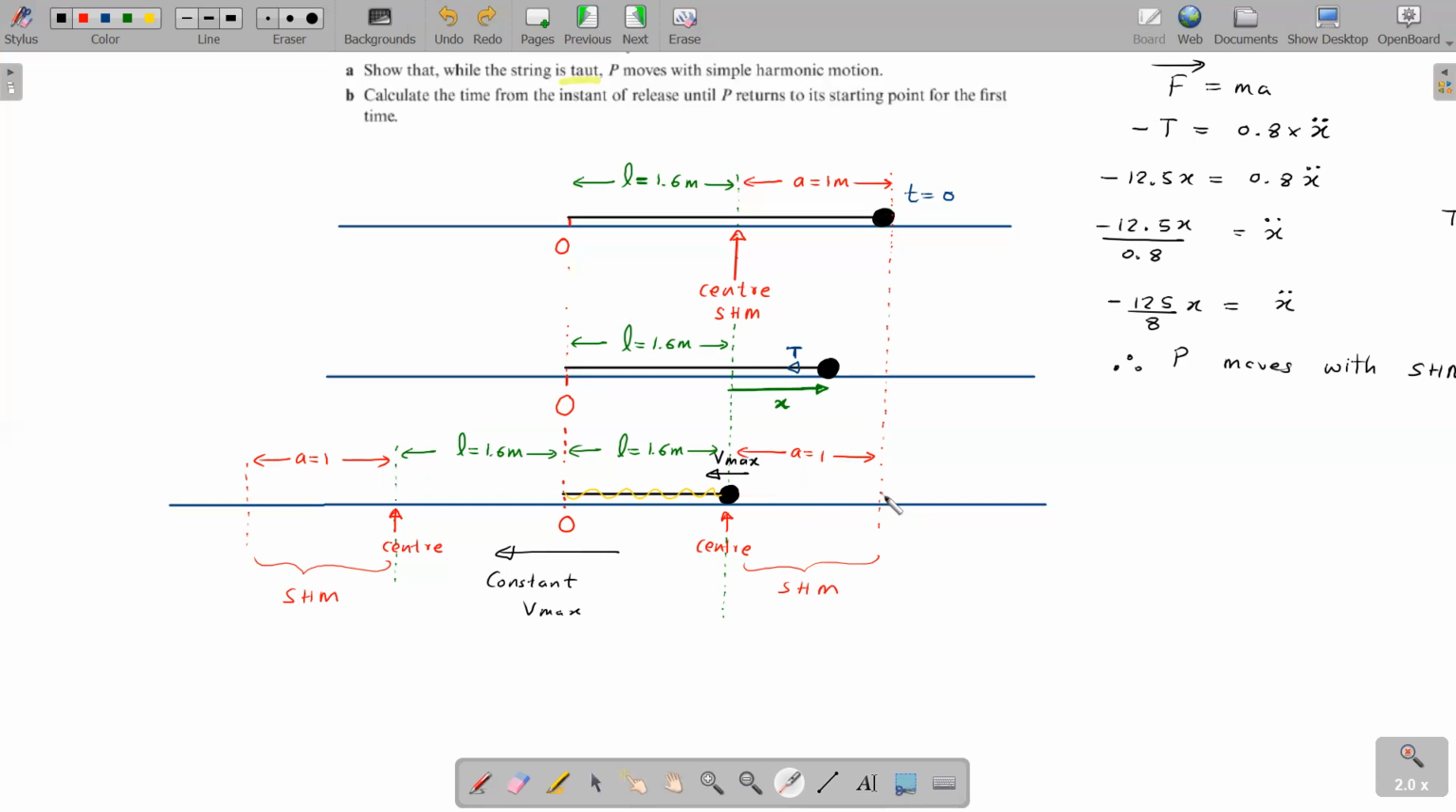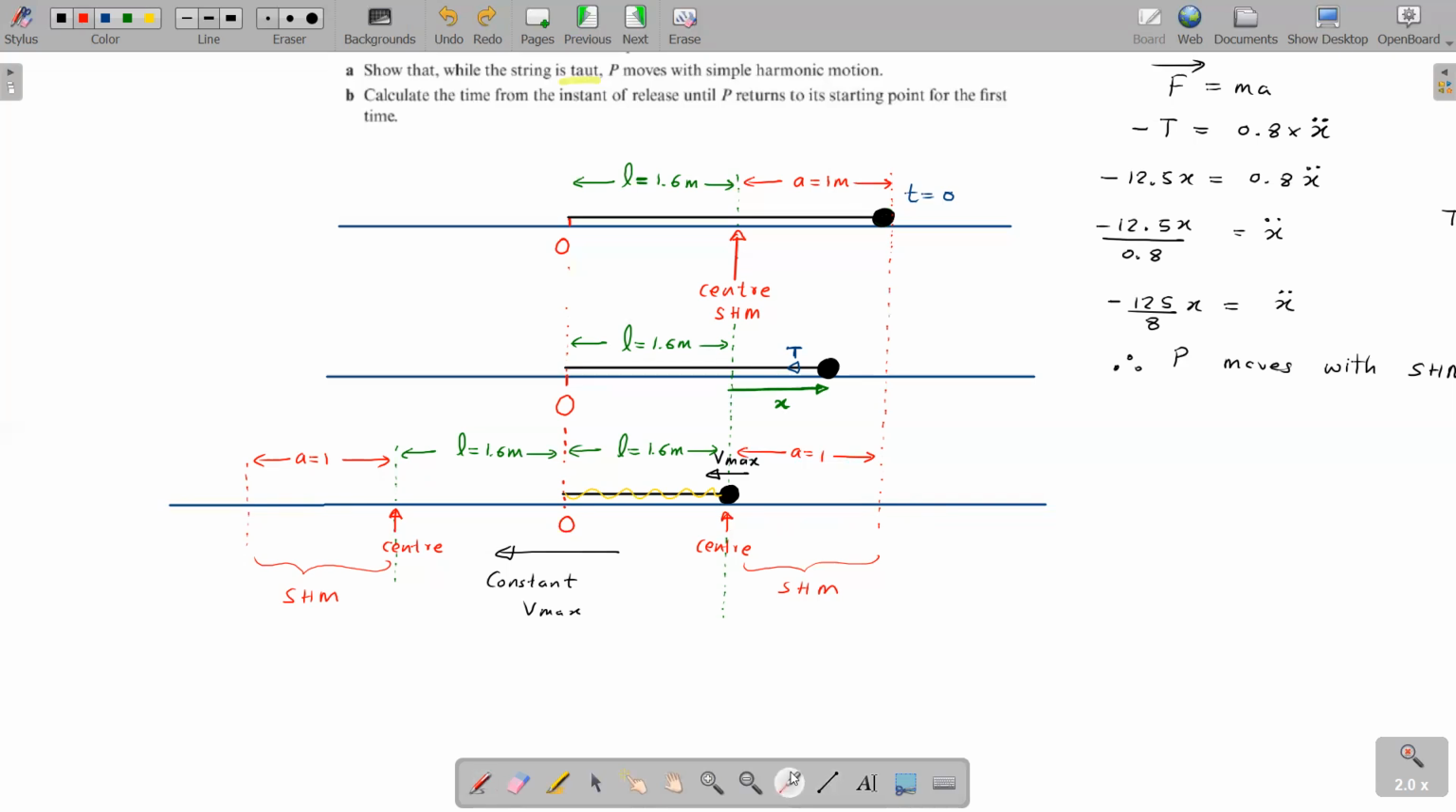So your task is to find the total time taken for one complete trip, because they're asking you to find the time taken until P returns to its starting point for the first time. I think you can see for P to return to the starting point for the first time, there's a large trip that it needs to cover, right? Are you with me? So first things first, the time taken to move on the SHM, even though the SHM is split over the two ends, okay?